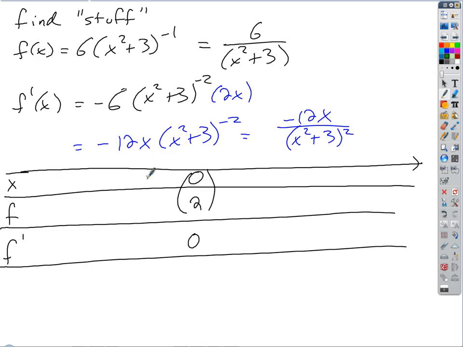So what are we going to try? -1 and +1. Okay? At -1, let's look at the sign of the derivative. Now let's play our sign game.